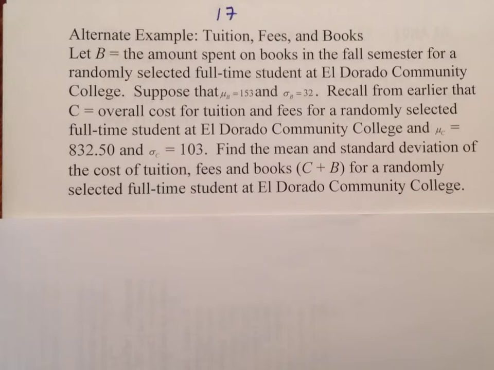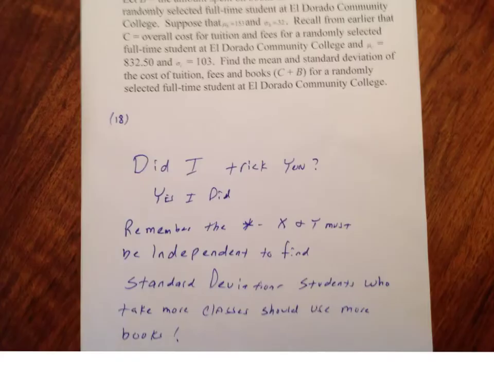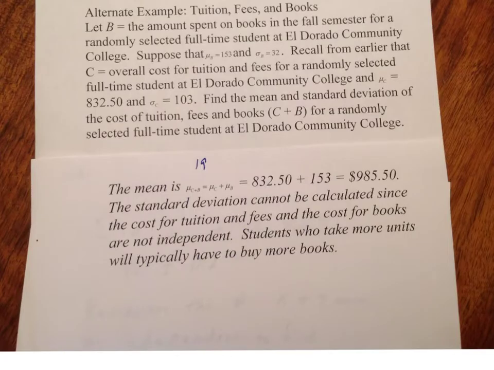Alright, go ahead and calculate this one. This is a U try. Alright, raise your hand if you got tricked. I bet you did. Remember, the asterisks, X and Y must be independent to find standard deviation. Students who take more classes should use more books. Therefore, that's not independent. Now you can still calculate the mean. 832.50 plus 153 is 985.50, but you just can't calculate the standard deviation. There's a cool formula for doing things if they're not independent, but we'll save that for later.